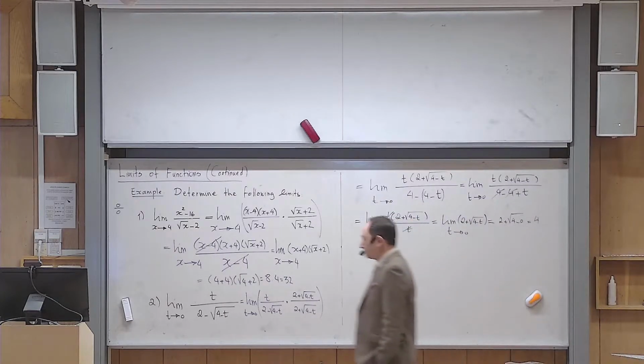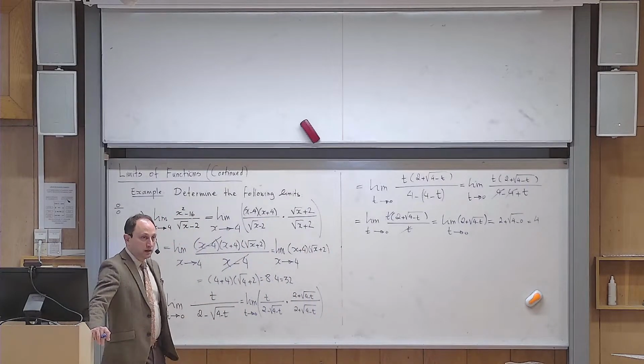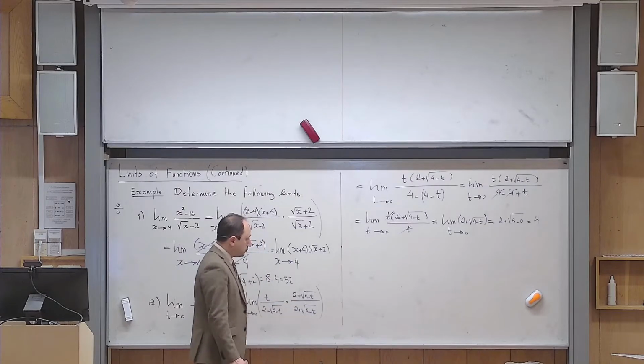Any questions? Yes? Let's say it was just a normal equation, and you had 2 plus square root of 4 minus t. Did you simplify it by raising both of the terms to power 2? No, you cannot do that. Because if you have one expression, you see I didn't do that. Yes, you can if you want to.